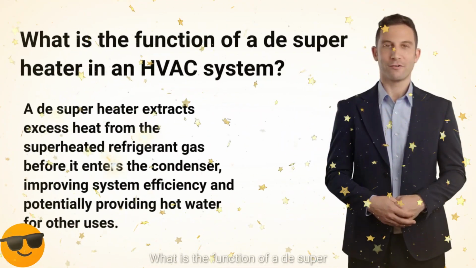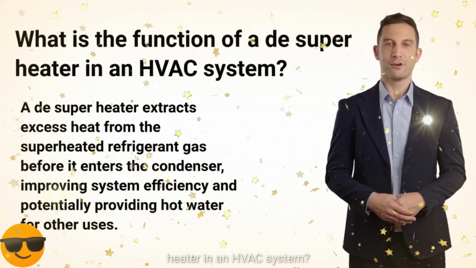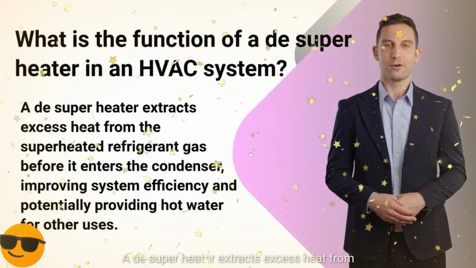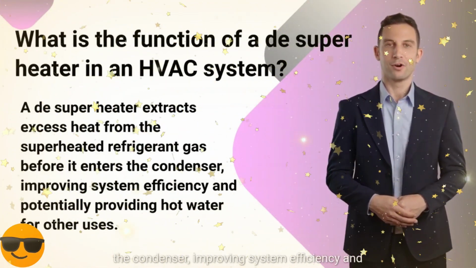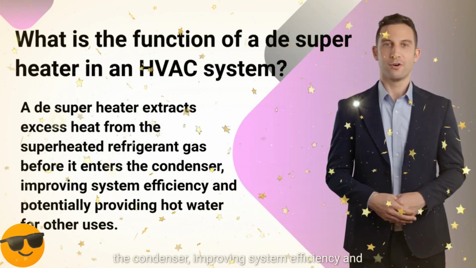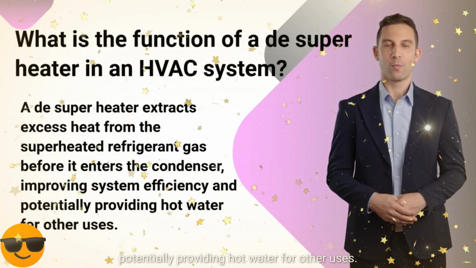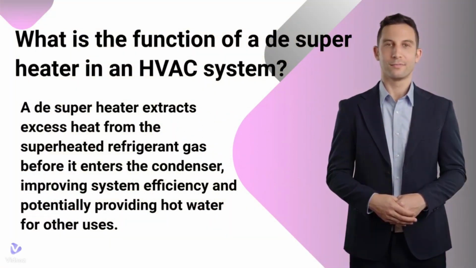What is the function of a desuperheater in an HVAC system? A desuperheater extracts excess heat from the superheated refrigerant gas before it enters the condenser, improving system efficiency and potentially providing hot water for other uses.